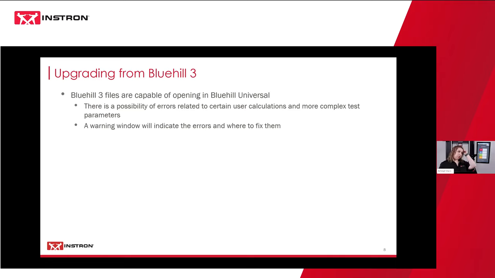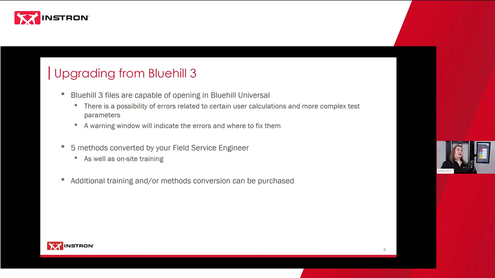But just in case you do happen to have some of these issues, a window is going to pop up when you try to open the method, and it's going to indicate what those errors are and where to fix them. But that's not all on you, though. When you purchase the Bluehill Universal package, that does include on-site training. So 5 of your methods are going to be converted by your field service engineer. If you're looking for additional training, or maybe you have dozens upon dozens of methods, there are additional packages you can purchase. And again, this is going to be a conversation with your sales representative. But this is also, if you do have a lot of methods and you want to get ahead of upgrading, you can actually have those converted ahead of time.